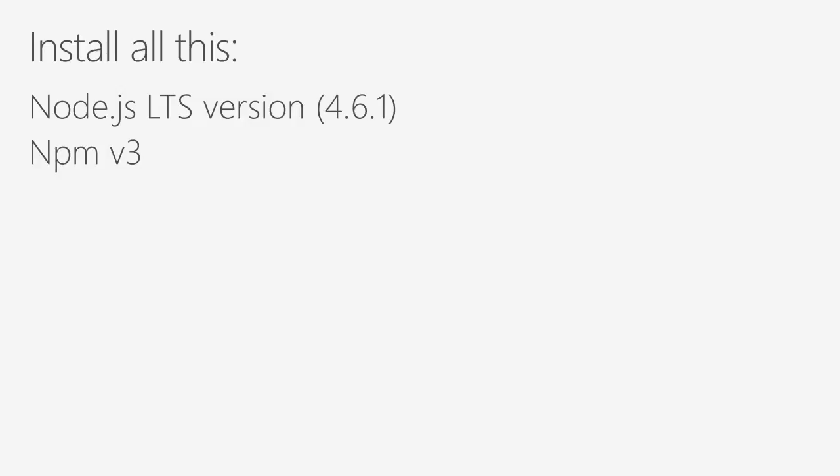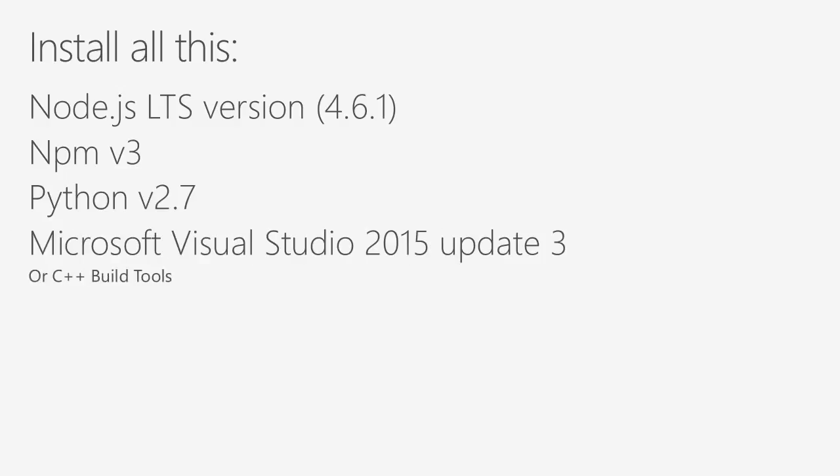NPM version 3. By default, the long-term support version of Node ships with NPM version 2. If you're running on a Windows box, you're going to have a bad time. Just upgrade it. Python version 2.7, not 3.x, because they changed the syntax and they're not compatible. Visual Studio, or the C++ build tools from Visual Studio. Yeoman, Gulp. Well, that's a heck of a lot of stuff I've got to set up.